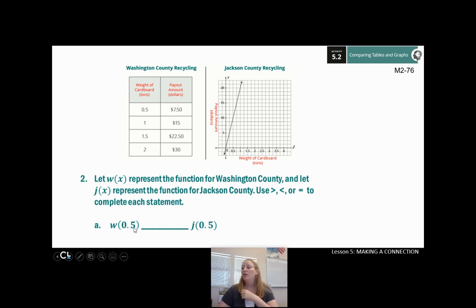Don't freak out over this notation. This just means if I give Washington County half a ton of cardboard, how much money do I get out of it? If I give Jackson County half a ton of cardboard, how much money am I going to get out of it? So I'm going to have you hit pause, answer all of these questions, A, B, C on down there, with less than, greater than, or equal to. Go ahead and hit pause, see what you can do, and then hit play when you're ready to keep the discussion going.